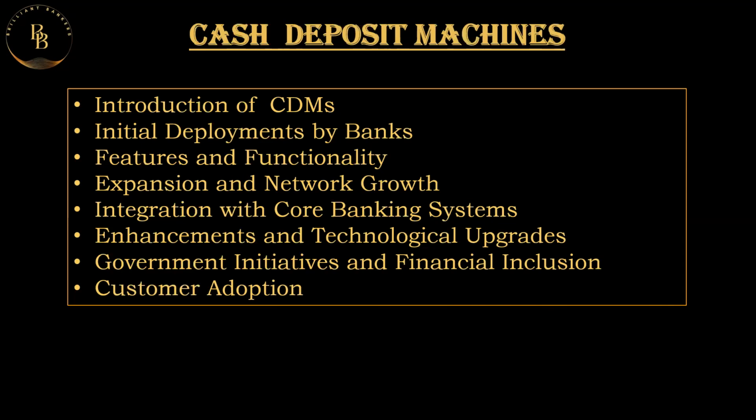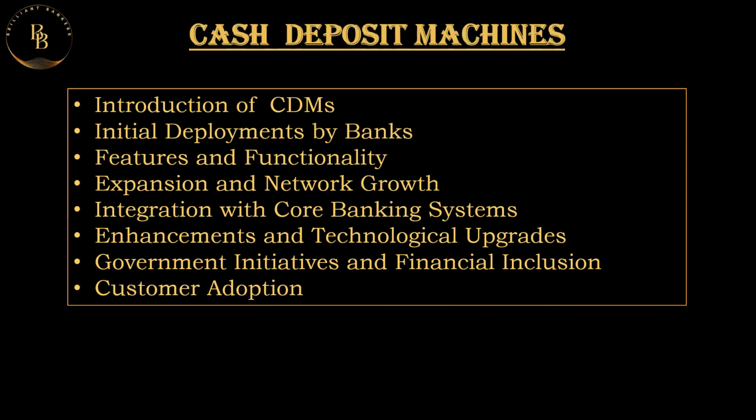These machines were strategically placed in busy branches and high footfall areas to cater to the growing demand for cash related services. CDMs are designed to accept cash deposits directly into the customer's account, eliminating the need for any manual intervention by bank staff. Users can deposit cash by entering their account details, and the machine verifies and credits the amount to the specified account itself. So, that is the future of the CDM.